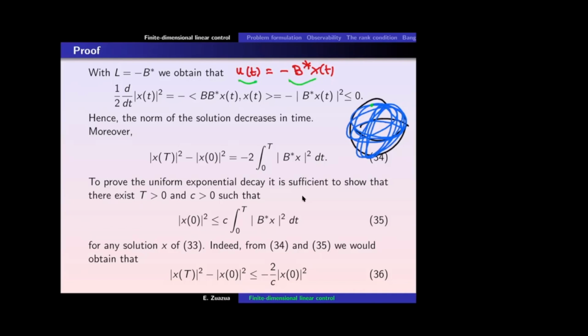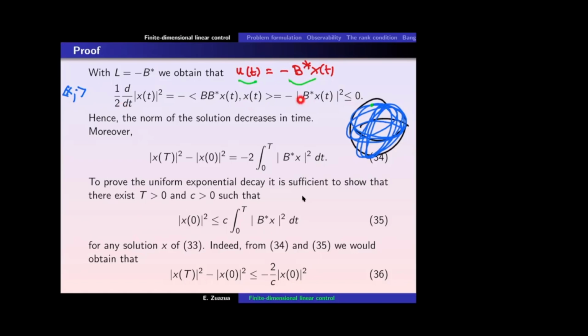The reason is the following. Take this control, play with the energy identity by simply multiplying the equation scalarly, as I did before, with X. And now what you see is that half of the time derivative of the norm of X squared is equal to minus the scalar product of B star X with X. And this is actually minus the norm of B star X squared. And minus the norm of B star X squared is negative.